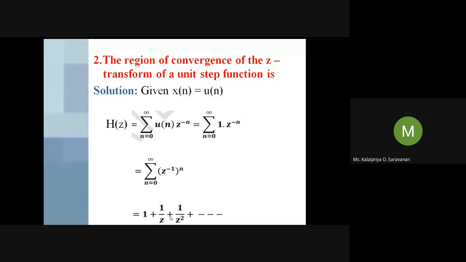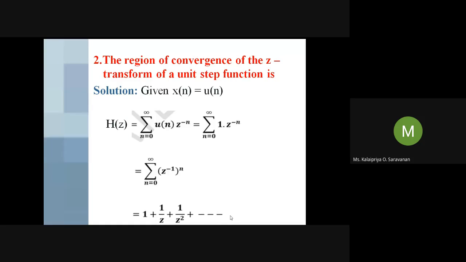So summation n equal to 0 to infinity a power n is equal to 1 plus a plus a squared. What is a? Z inverse. So I'm writing it as 1 plus 1 by z plus a squared. A squared is z power minus 1 whole squared, which is z power minus 2, that is 1 by z square. The next term will be a cube, z power minus 3, which is 1 by z cube. So it goes on: 1 plus a plus a square plus a cube plus a power 4, etc.